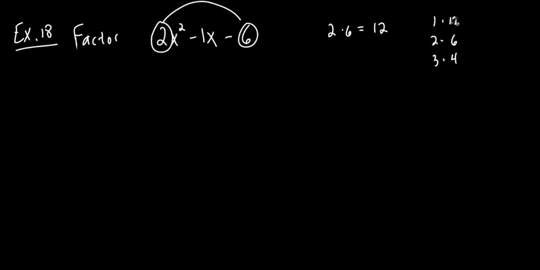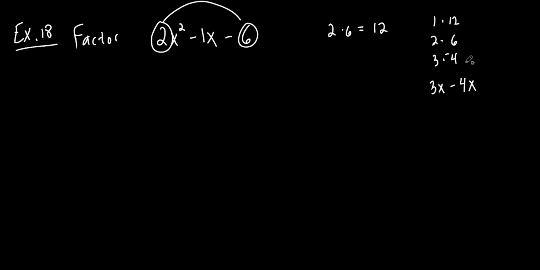What about 1 and 12? If I subtract those, any way I can get a 1 out of that? If I add or subtract? No. What about 2 and 6? No, there's no way I can get a 1 out of that. What about 3 and 4? Absolutely. Now, if they add up to be -1, which one of these has to be the negative? The bigger one, 4. So it's got to be 3 times negative 4. Does that make sense? So what does this mean? That means it's 3x minus 4x is what? Negative 1x.